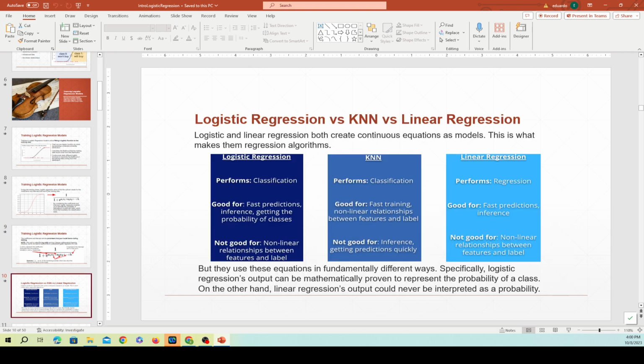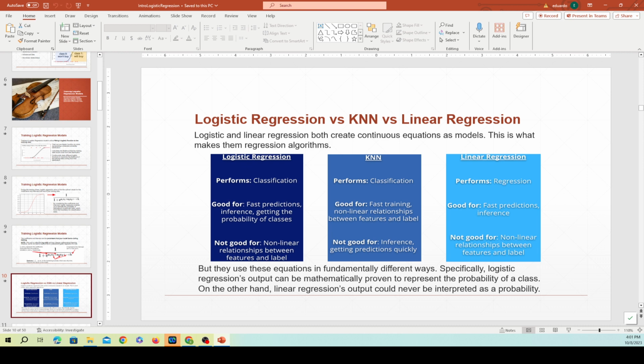Now we're going to talk about the differences between logistic regression, the k-nearest neighbor, and linear regression. We talked about linear regression before. Logistic and linear regression both create a continuous equation as their models. We mentioned that in the beginning. This is what makes them regression algorithms. They both form a continuous function, and that's why they're both called regressions. But logistic is used for classification, and linear is used for continuous predictions.